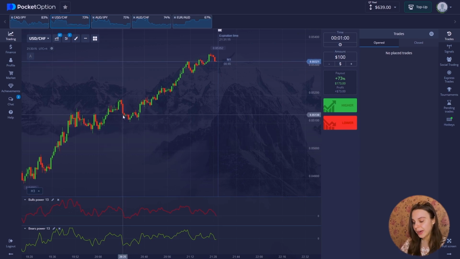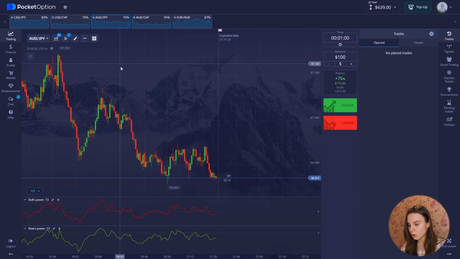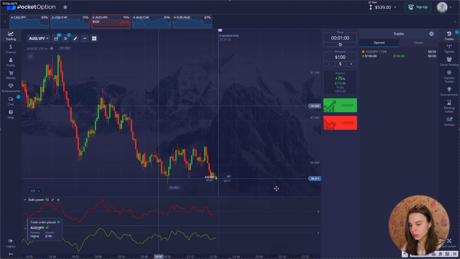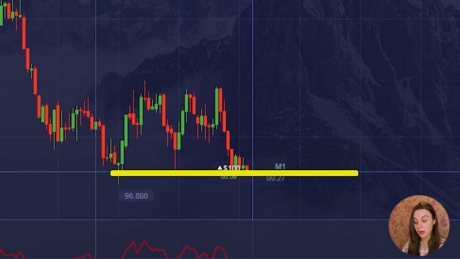Let's move on to the 8th currency pair. Perhaps this will be our last currency pair where we will trade. Let's open a trade here for an increase. We have a general downward trend, but we have reached a certain minimum, and it is more likely that there will be at least a small reversal now.